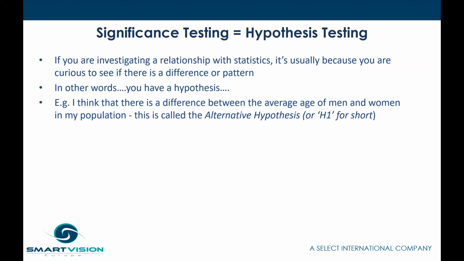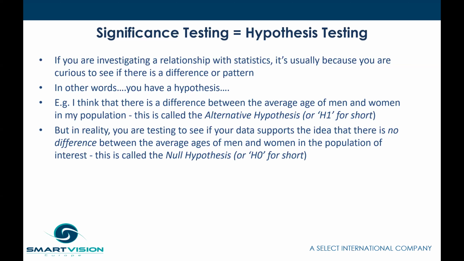For example, if I think there is a difference between the average age of men and women in a given population, this is actually referred to as the alternative hypothesis. This is my hunch, if you like. And it's given the label H1 in the scientific notation. But in reality, our statistical test doesn't look at the alternative hypothesis. It looks at the thing called the null hypothesis. So in reality, you're testing to see if your data supports the idea that there is no difference between the average ages of men and women in the population of interest. And this is called the null hypothesis, or H0 in the scientific notation for short.